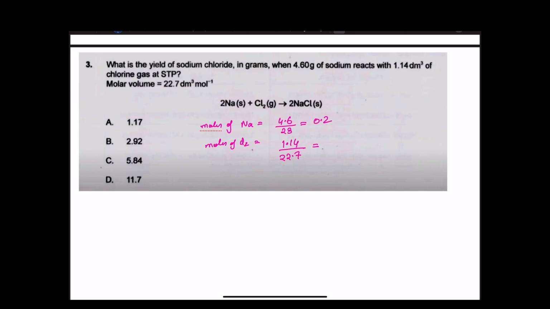So 1.14 divided by 22.7 will give me 0.1 over 2, 0.05. I'll find n by stoichiometric coefficient for sodium. Sodium moles is 0.2, stoichiometric coefficient is 2, and moles per stoichiometric coefficient for chlorine would be 0.05 by 1. So as Cl2 has a lower value, Cl2 is the limiting reactant.